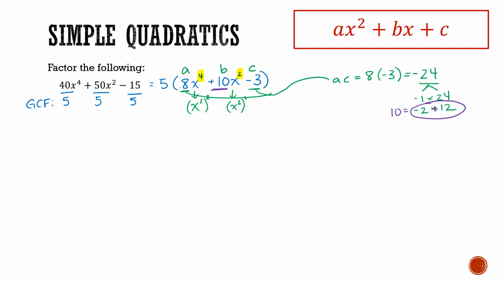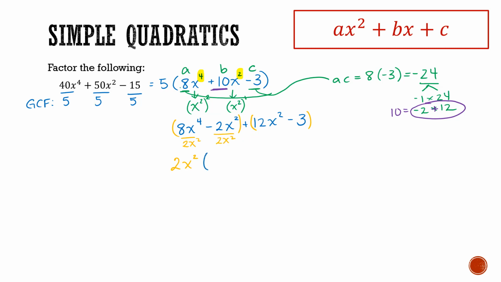So now rewriting my expression, I'm just going to ignore the 5 I factored out for now. I get 8x to the power of 4 minus 2x squared plus 12x squared minus 3. Now onward to factoring by pairs. I've got my first pair here. The greatest common factor is 2x squared.